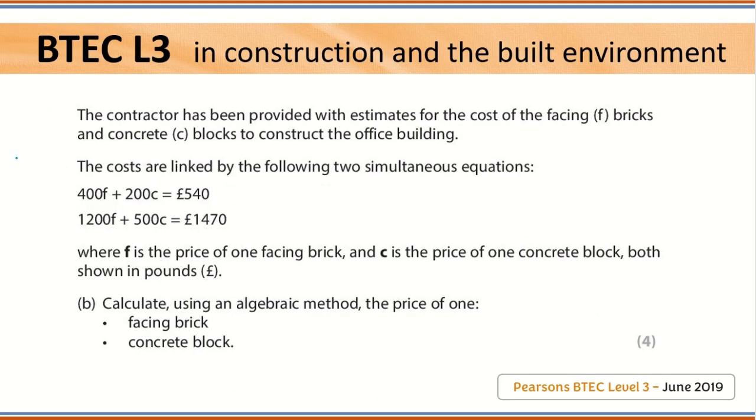And now we are ready to start solving the first exam question. It says, the contractor has been provided with estimates for the cost of the facing bricks and concrete blocks to construct the office building. The costs are linked by the following two simultaneous equations. F is the price of one facing brick, C is the price of one concrete block. So we need to calculate using an algebraic method the price of one facing brick and one concrete block.